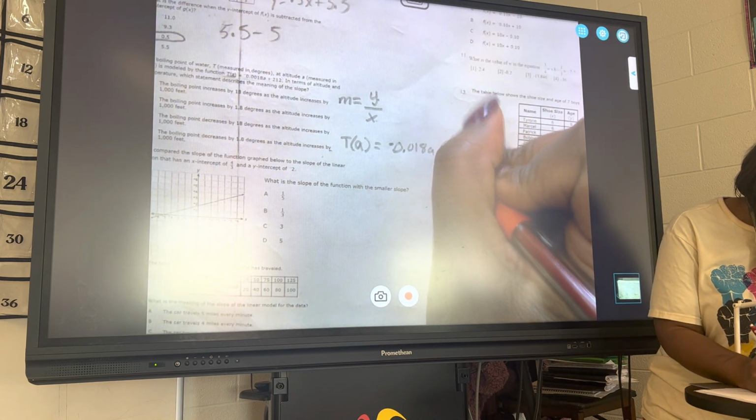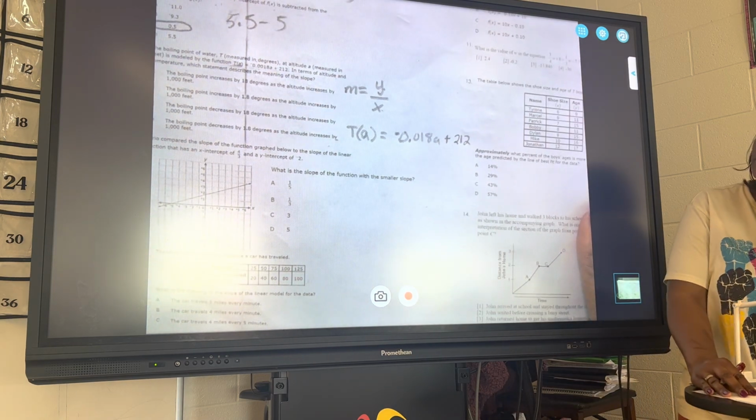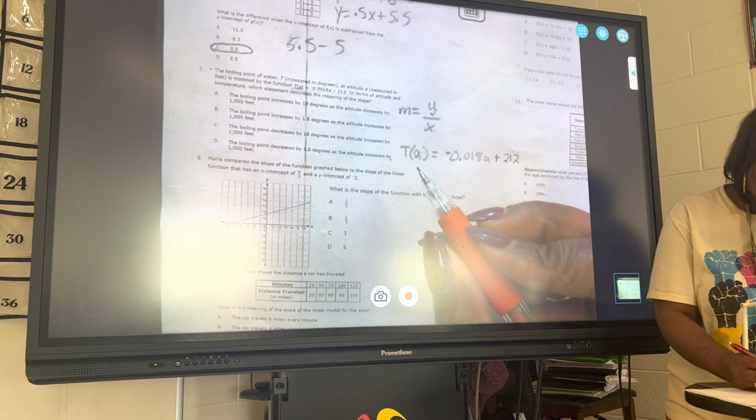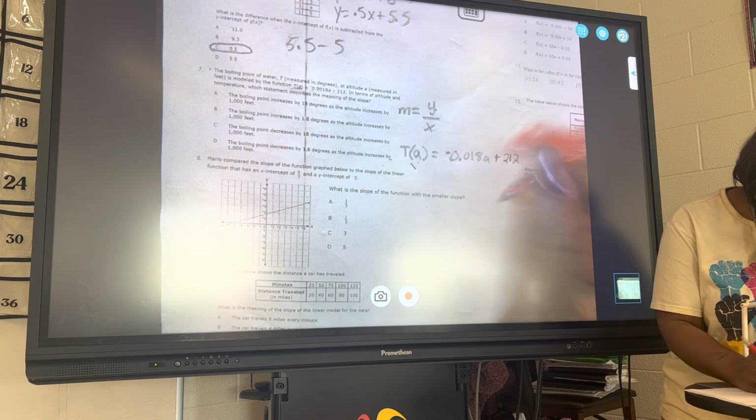I'm rewriting the equation, sorry. All right, okay, so look. When you write the equation, this is, huh? Is there 1 or 2 zeros? I don't know. It's 2 zeros.